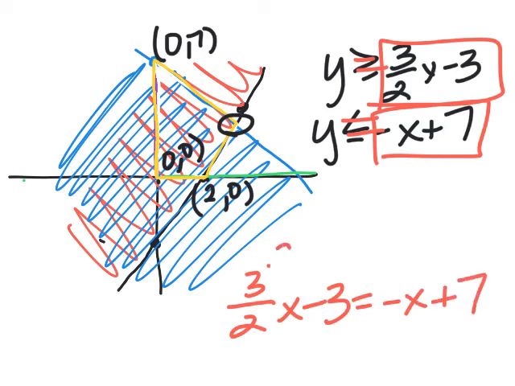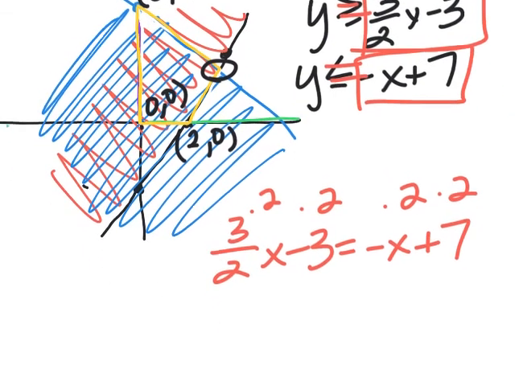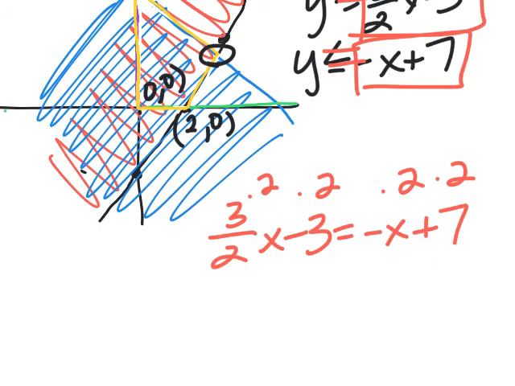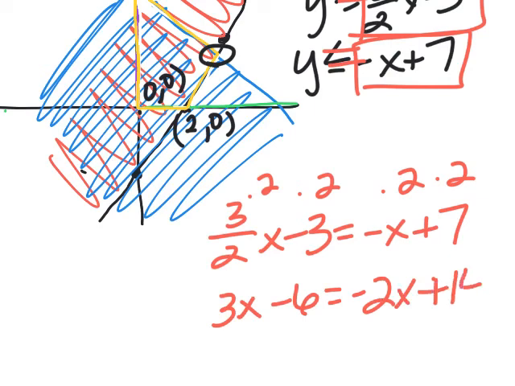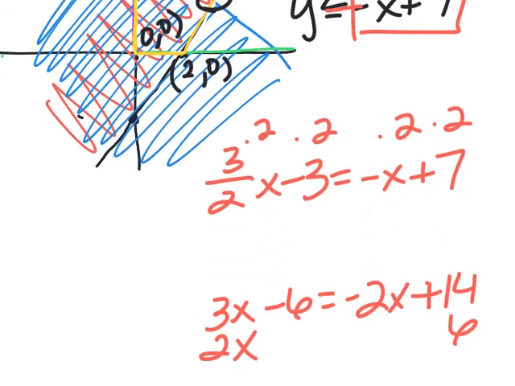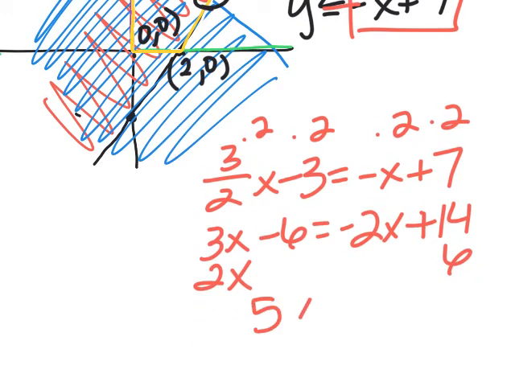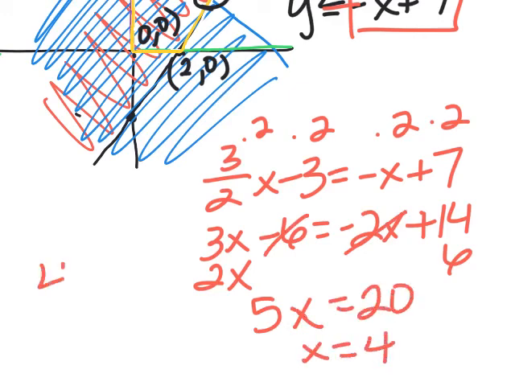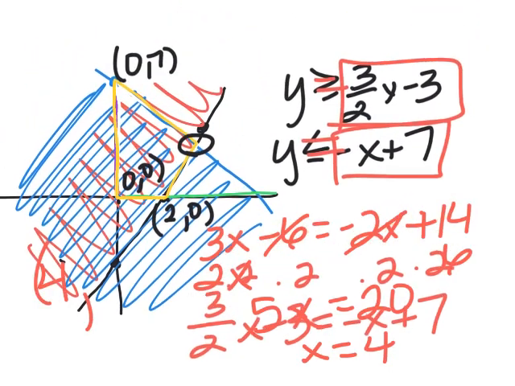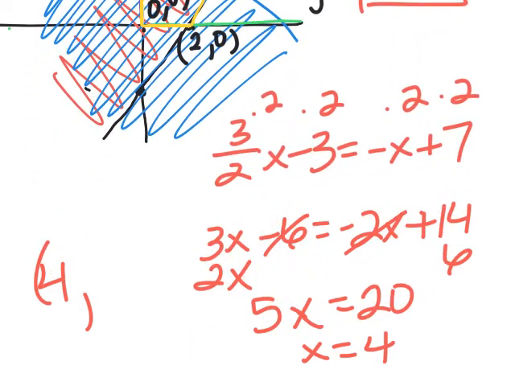I'm going to bounce that 2 out of there because I don't want the fraction to deal with. And really, I only need my x coordinate, and then I can plug in and solve for y. Let's scoot all this up. So that gives me 3x minus 6 equals negative 2x plus 14. I'm going to add 2x here and add 6 there. So I get 5x equals 20. So my x equals 4. So let's put that over here. Then I need to plug back into one of my equations. I'm going to use the negative x plus 7 because that's pretty easy and it has no fraction in it.